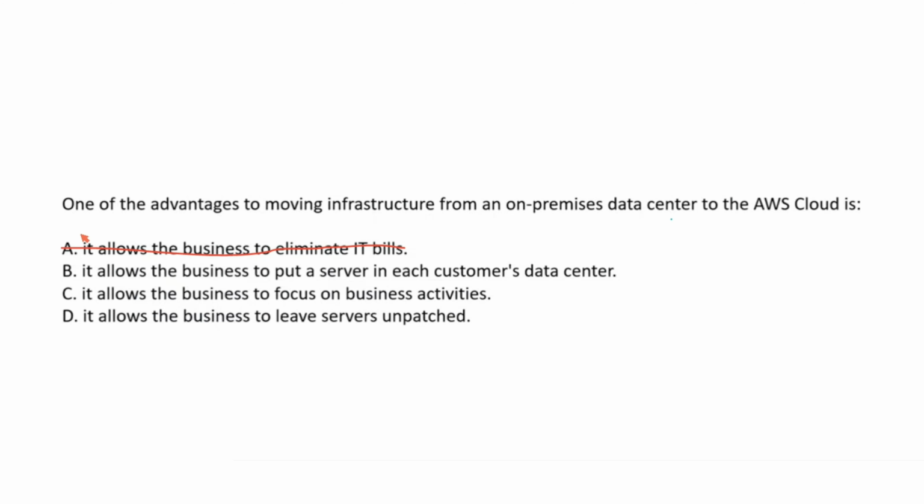So let us check option number B. It says it allows the business to put servers in each customer's data center. Guys, this cannot be our answer, because data centers have nothing to do with customers, as it is not the customer's data center. It has nothing to do with the customer side. It is totally AWS control. There is no term which we can say as the customer's data center, right? So this is totally a wrong concept. So this can't be an answer.